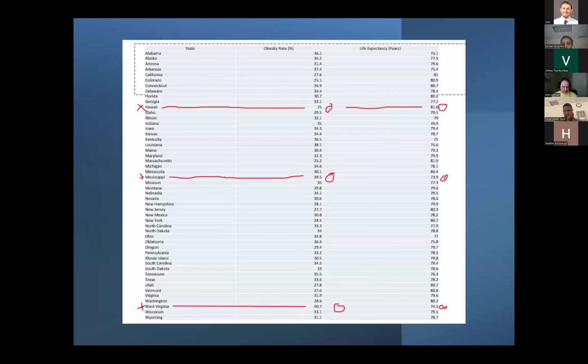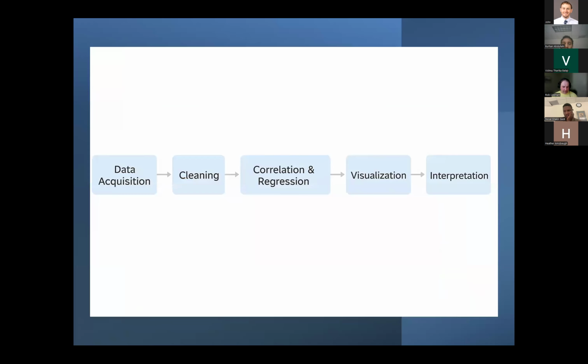As you can see in the next slide, it shows the data with states, all the 50 states, then obesity rate in percentage, life expectancy in years. And we'll see how it develops as we go on. This also shows the work overview, where I started from data acquisition, cleaning, then carrying out the correlation, visualization, then we're going to talk about the interpretation of the whole thing.